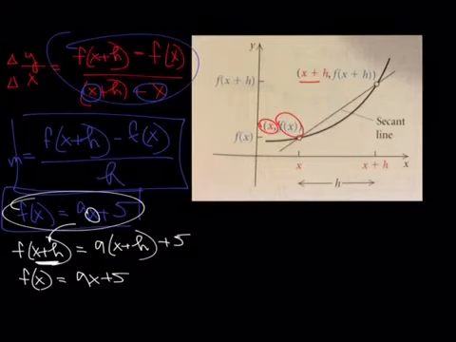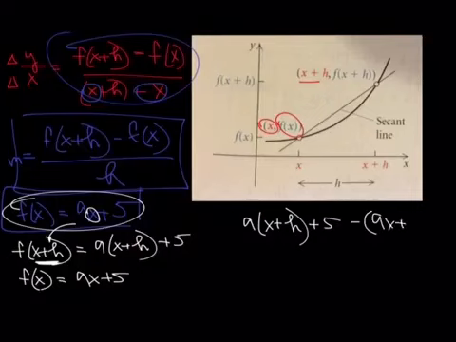Okay, so let's write that out in its entirety. F of x plus h is going to be 9 times x plus h plus 5. Okay, so that's my f of x plus h. That's this first part here, minus f of x. Where's my f of x? Right there. Minus, make sure you put it in parentheses, over h.